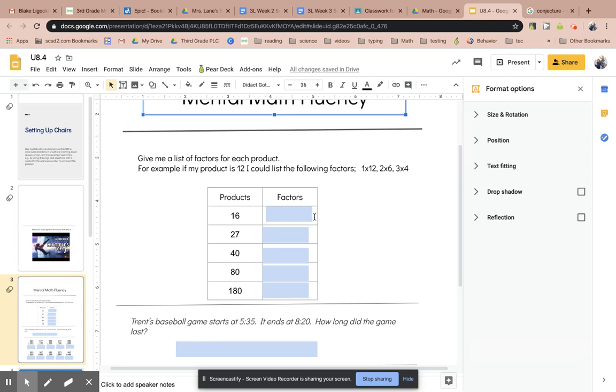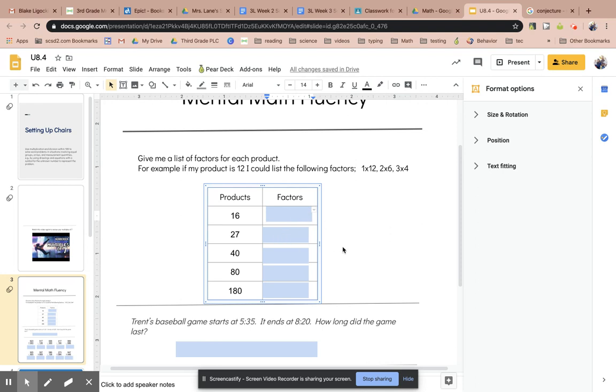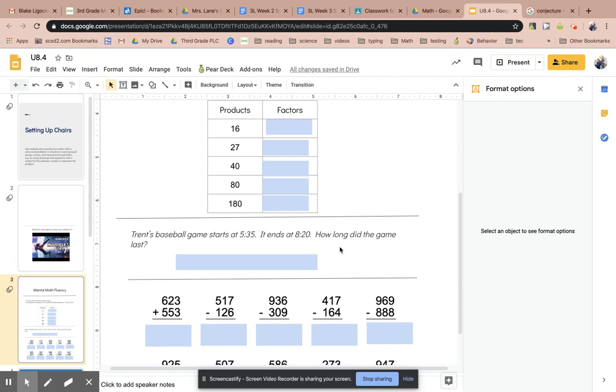Okay, type it in here. If you go beyond the box, that's perfectly fine. Use as much space as you need to type in there. Okay. Trent's baseball game starts at 5:35 and it ends at 8:20. How long did the game last?